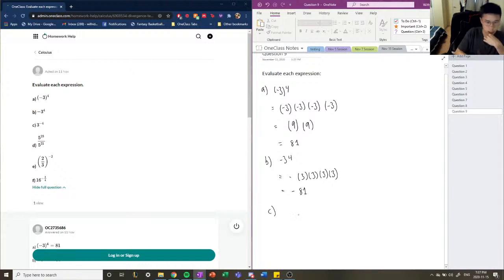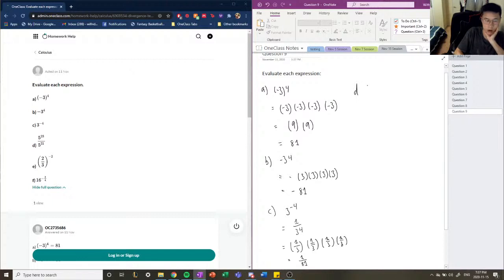All right. So C, we have the inverse. So we have 3 to the power of negative 4, which is also equal to 1 over 3 to the power of 4. Or we could think about it as 1 over 3 times 1 over 3 times 1 over 3 times 1 over 3, which would be 1 over 9 times 1 over 9, which is 1 over 81. Cool. D.